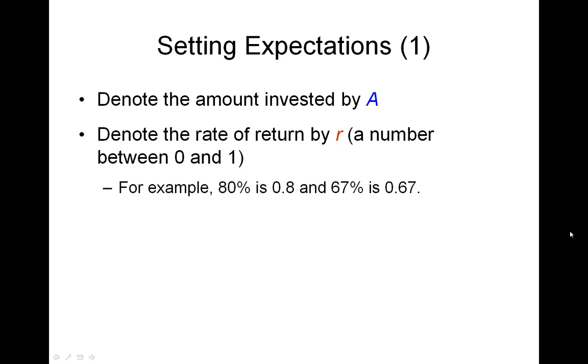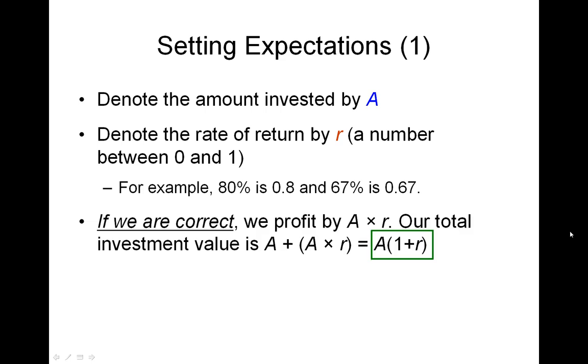Plowing on ahead, it's important to set expectations for those of us who hope to make money off of binary option trading, and we do so via mathematical models. There's really two important quantities here that we're interested in. That's the initial amount we invest, given by A, and the rate of return, R, which is a number between 0 and 1. Expressed in percentages, we just multiply it by 100. For example, 80% is actually 0.8, and 67% is 0.67.